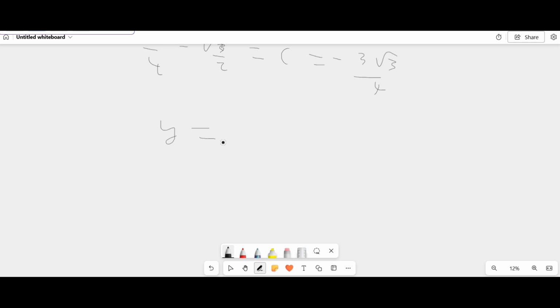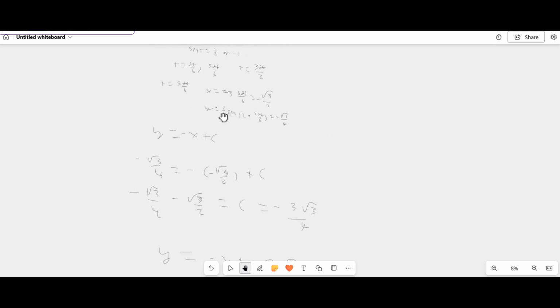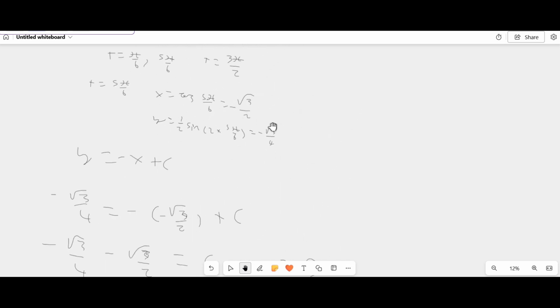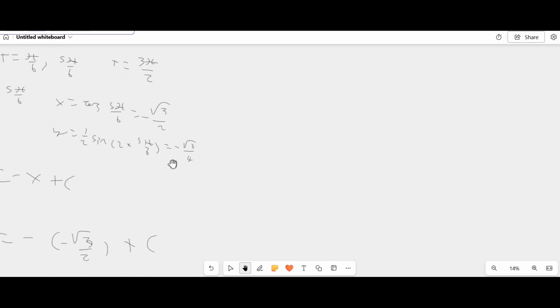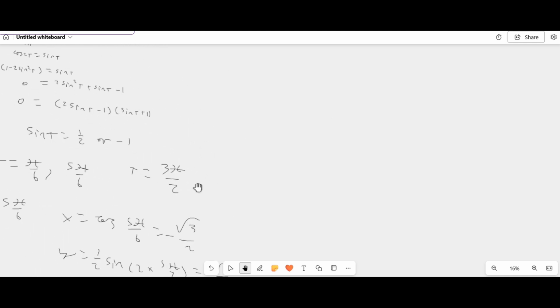So y is going to be equal to negative x, negative 3 root 3 over 4, like in part A or B or whatever. Obviously, it's the same. You're doing pi minus that solution, so it should be the same. And then also find for t is equal to 3 pi over 2, yeah? So t equals 3 pi over 2.